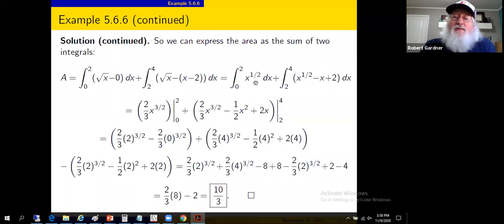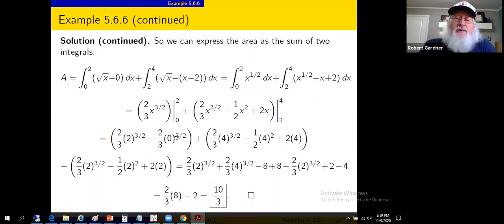I need antiderivatives. Antiderivative of x to the 1/2, add 1 to the exponent, get x to the 3/2, divide by 3/2, that is multiply by 2/3. Differentiate it, that's correct. Evaluate that from 0 to 2. Antiderivative of this, there's an x to the 1/2 again, same antiderivative. Negative x, I'll need negative 1/2 x squared, add 1 to the exponent, divide by 2. So 2 gets introduced there. For the 2, an antiderivative is 2x, and evaluate that from 2 to 4.